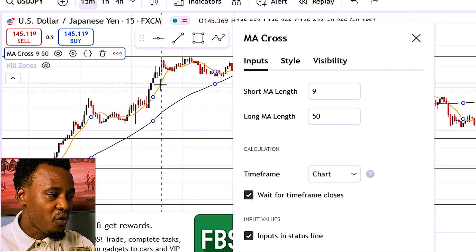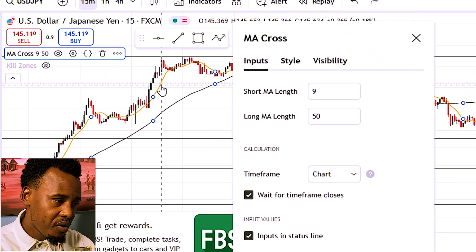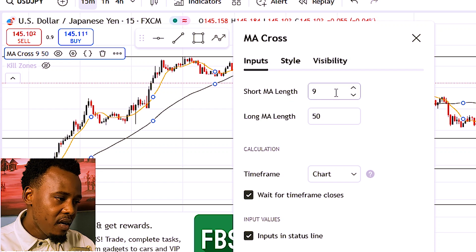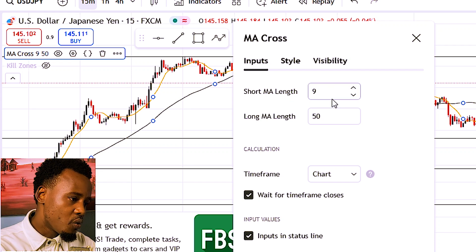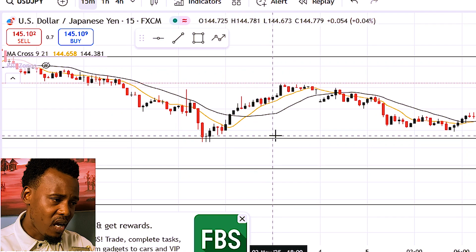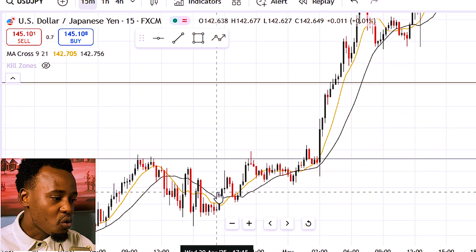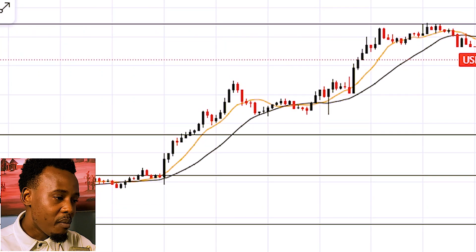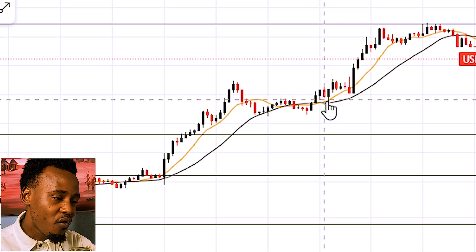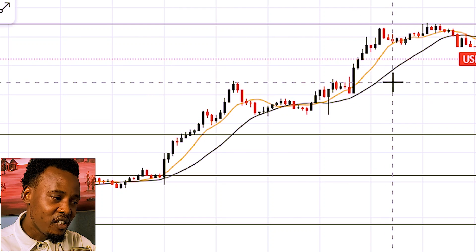Now, if you're using the 15 minutes to 1 hour time frame, your MA short should be around 9, and your long should be 21. If you set it on 21, they cross over themselves on time. When my black line crosses over the yellow line over here, it's a massive buy. When it gets over here, they cross over again, and there's still a buy.